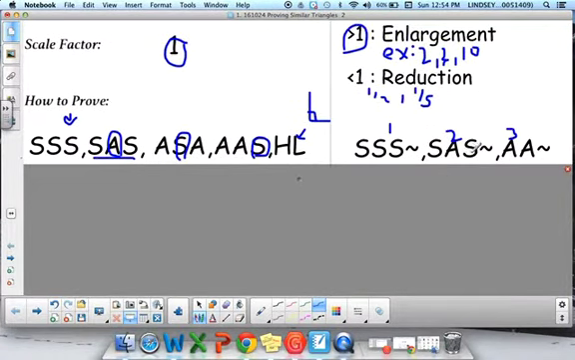However, side, angle, side means I've got 2 sides that are proportional, and then that included angle, the one in between, is congruent. Or if I can prove that all the angles are congruent, then I'm done. They have to be similar. I don't have to know anything about the sides.